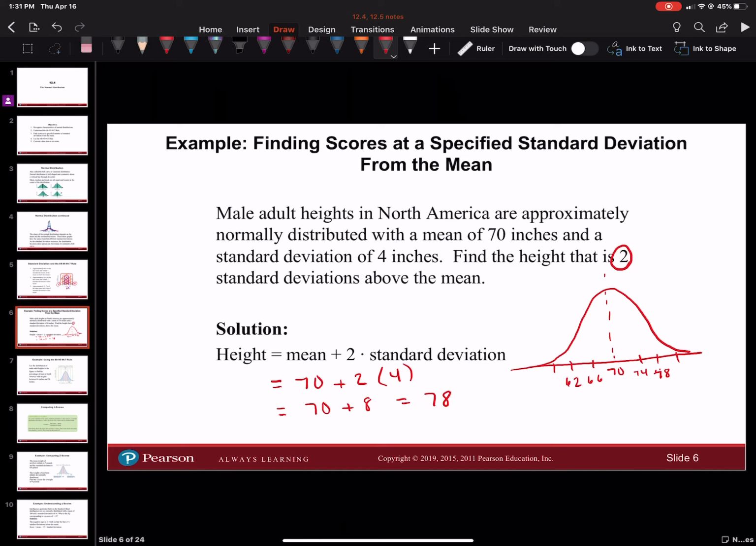Now, you could go to 3 standard deviations both ways, but we're just talking about the 2 standard deviations. Now, this direction is above the mean. This direction is below the mean. So you have above the mean and below the mean. All right? So keep that in mind when this question asks you that.